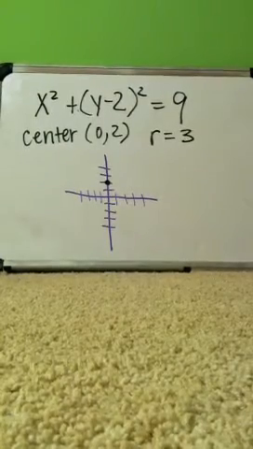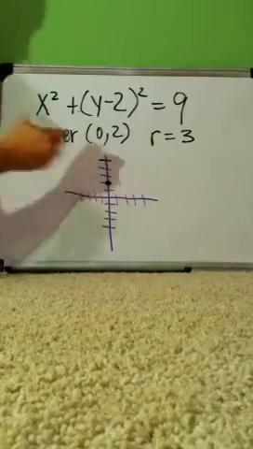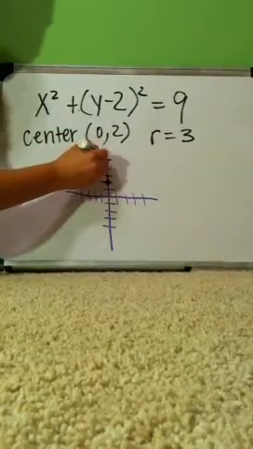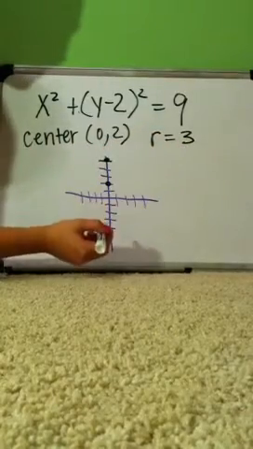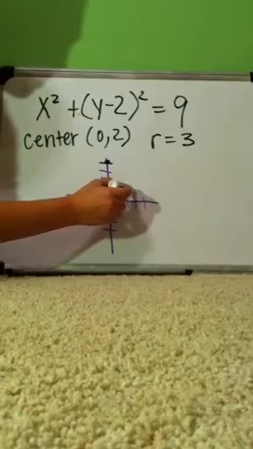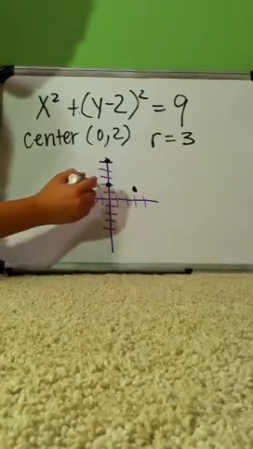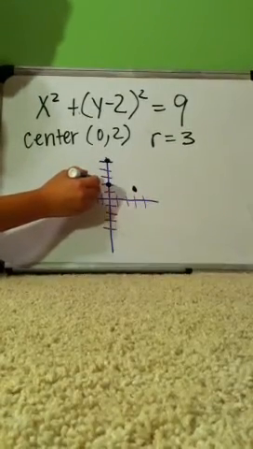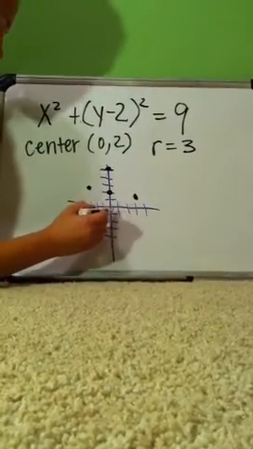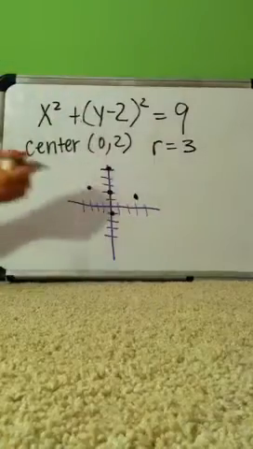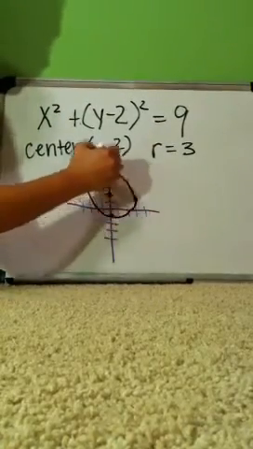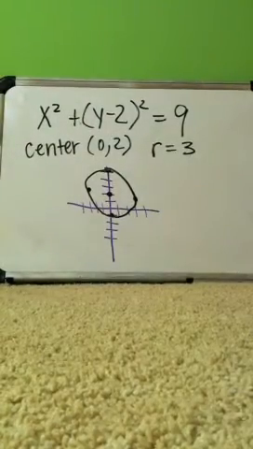So we're going to go up 3. We're going to go over 3 from the center. 1, 2, 3. We're going to go to the left. 3, 1, 2. And we're going to go down 3. 1, 2, 3. Very easy. Now we just connect the dots. And it makes a circle. So that is how you graph your circle.